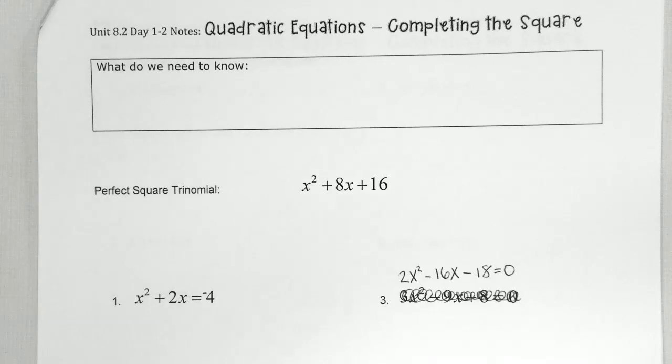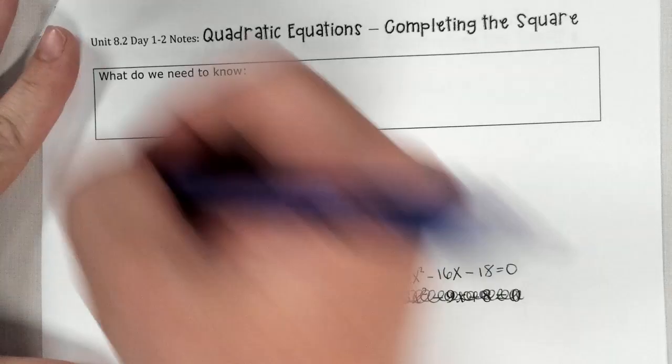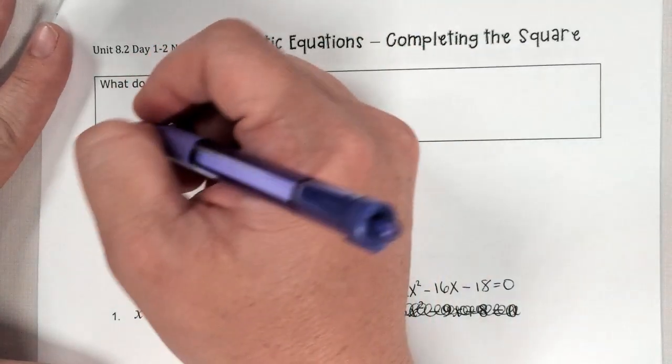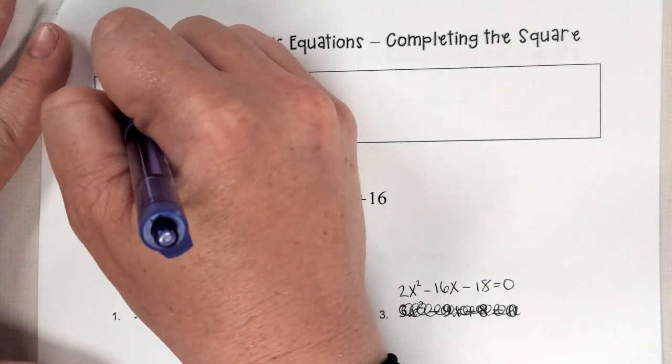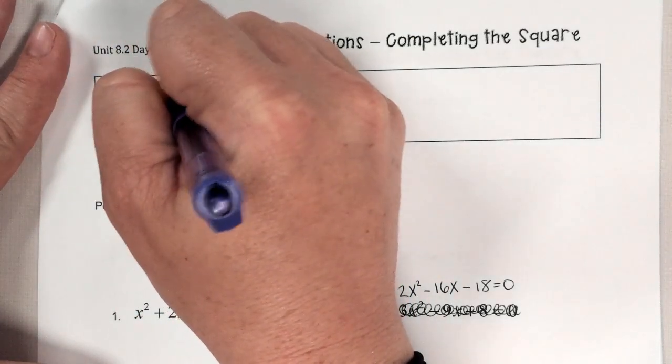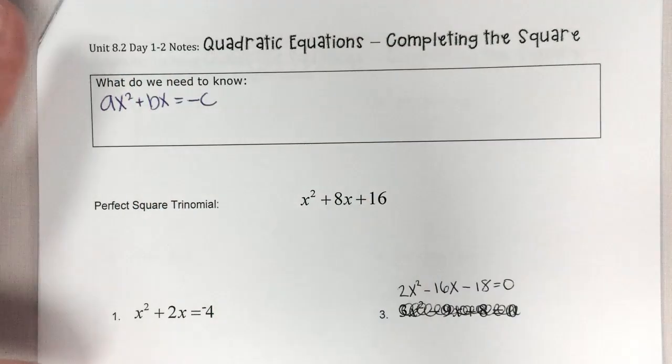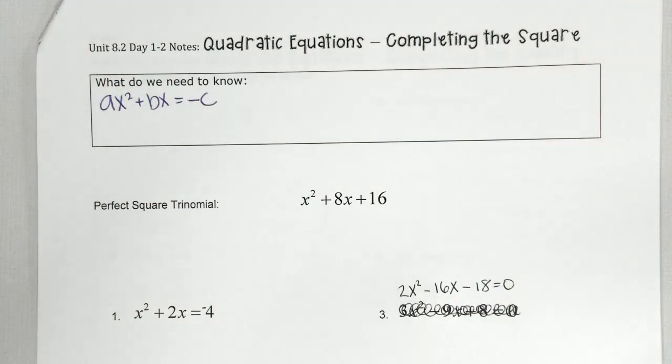Okay, so we are doing completing the square. We're still solving quadratics. Couple things that we need to know. The form that we want it to be in when we're completing the square is ax squared plus bx equals negative c. So you have to move your c value.